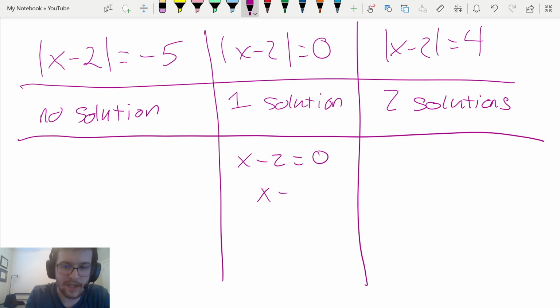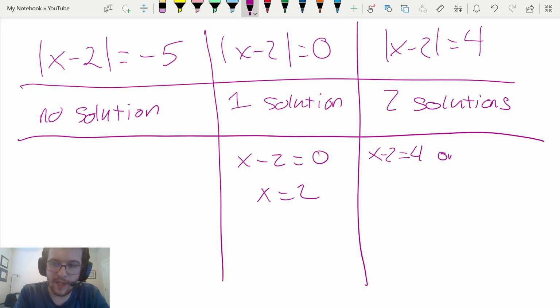So plus 2, so x equals 2. Always check to make sure it works. 2 minus 2, 0. Absolute value of 0 is 0. Good. Now for the two solutions, what you have to do is you drop the bars and then you write one equation like normal, but then you write another equation where you say x minus 2 equals negative that number, so negative 4. So we get x equals 4 plus 2 is 6. And we get x equals negative 2.